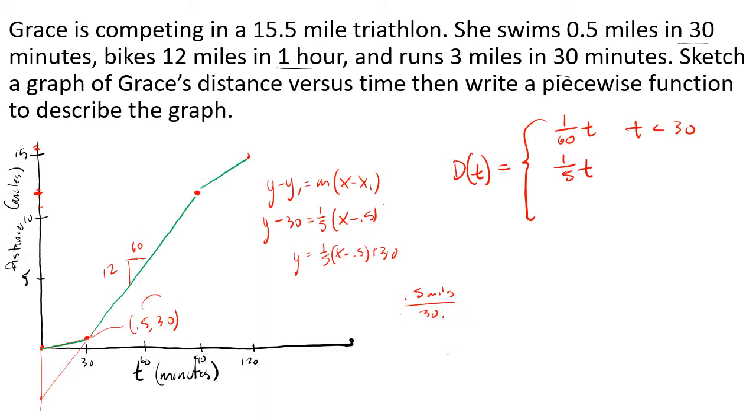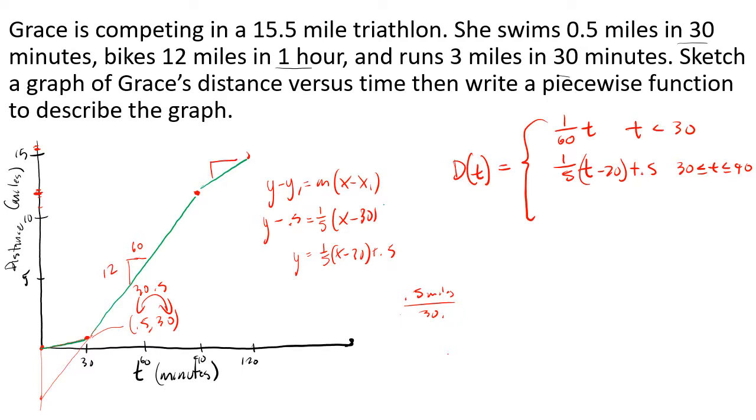Oops, I did this backwards, I'm sorry. This should be 30 and 0.5. I was mistaken. So we're going to have here 1/5 t minus 30 plus 0.5, and that'll be for values of t that are between 30 and 90, right?